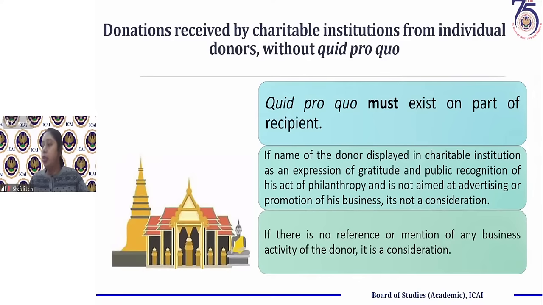Third person consideration is, I told you that I am receiving the service or I am receiving the goods, but some other person is paying. Suppose the head office has given an instruction to a seller that you deliver these goods to my branch office, but payment will be done by head office. So head office is a third person who is paying the consideration, but goods are actually being received by the branch office.